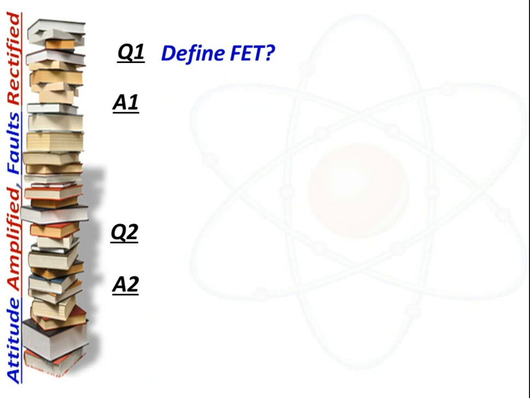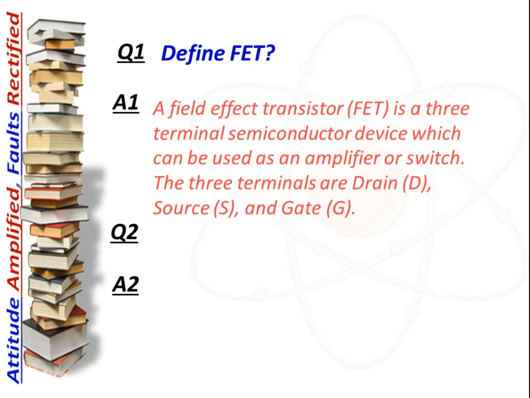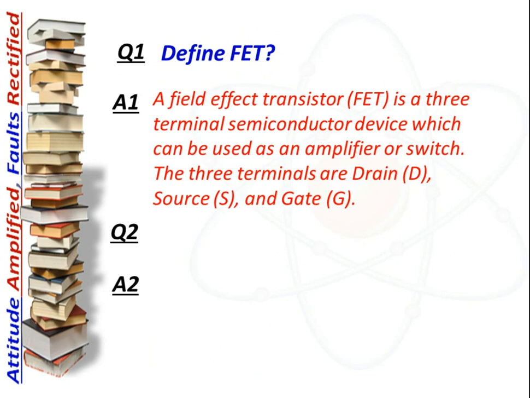So here is the first question. Define field effect transistor. Answer: a field effect transistor is a three-terminal device which can be used as an amplifier or switch. The three terminals are drain, source and gate.